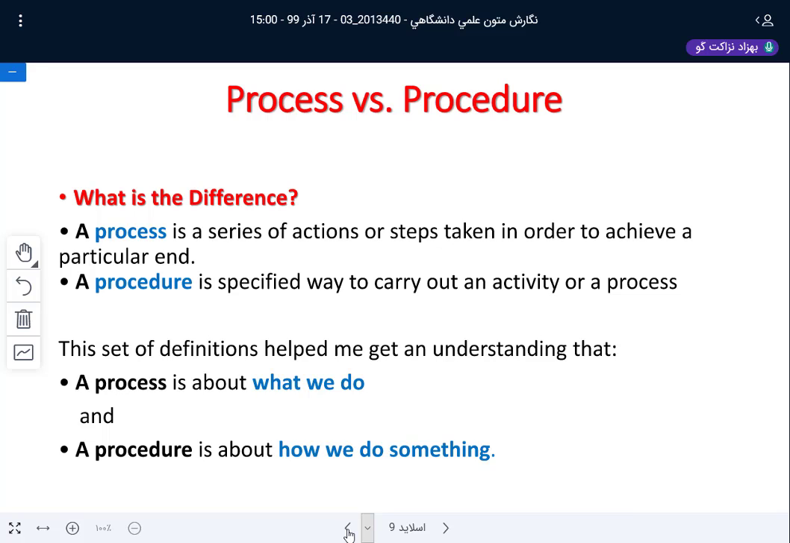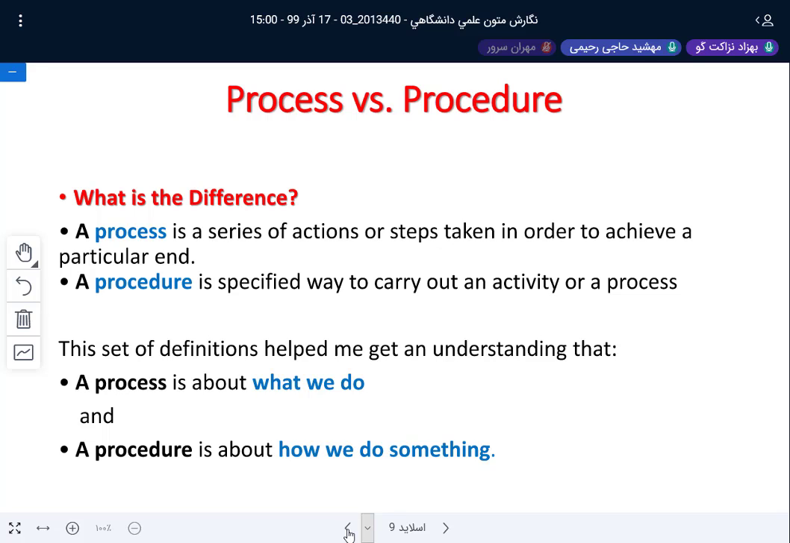But before studying this part, I just call your attention to the difference between process and procedure. Let's see what is the difference. Mashid, read this part. Then Zainab. Then Mehran to read. Okay, Mashid, go on, please.